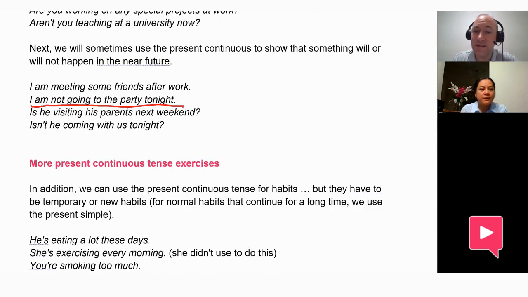Next, we sometimes use the present continuous to show that something will or will not happen in the very near future. So this is a little bit confusing. We had a lesson the other day about the simple future tense, and so you might think that this would be in conflict here, but let's look at how this works. Why don't you read these four example sentences? I am meeting some friends after work. I am not going to the party tonight. Is he visiting his parents next weekend? Isn't he coming with us tonight?